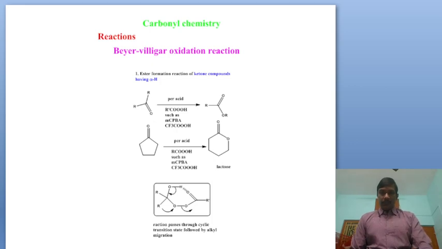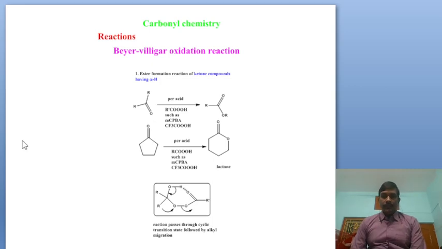Next, come to Baeyer-Villiger oxidation reaction. With this Baeyer-Villiger oxidation reaction, the percarboxylic acid, like MCPBA or CF3CO3H, is used to make ester from the ketone compound. The ester is formed in this reaction. The cyclic ketone compound will give cyclic ester or lactone compound in presence of this Baeyer-Villiger oxidation reagent.